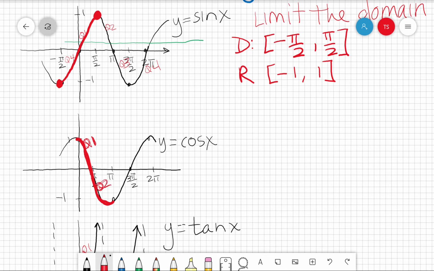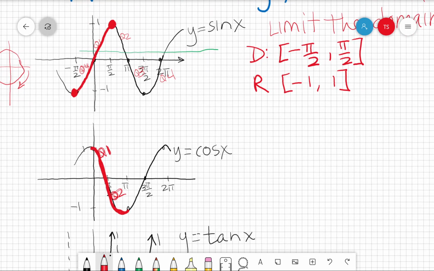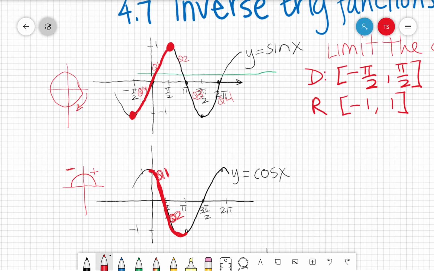Now let me go back and define that for the sine too. The negative sine values are going to be found here in quadrant 4, but those are the negative values. So if we draw a quick unit circle here, we're talking about going in the negative direction. And then for the cosine, it's quadrants 1 and 2. So we're talking about the positive cosine values in quadrant 1 and the negative cosine values in quadrant 2. Let me mark that for sine.